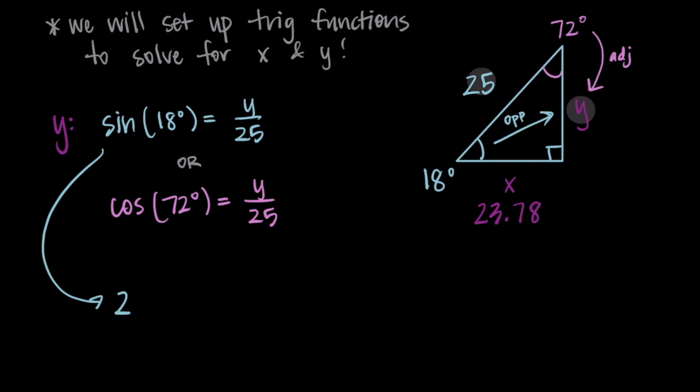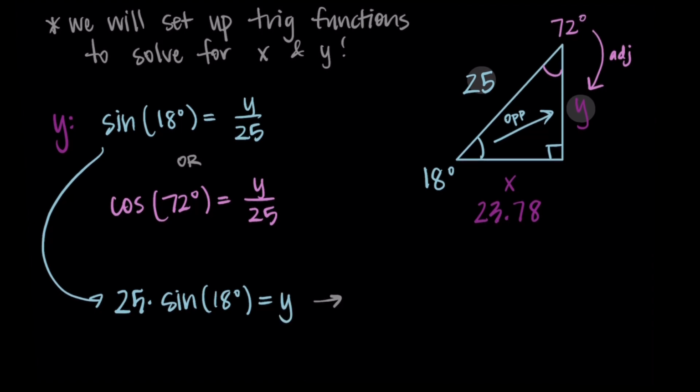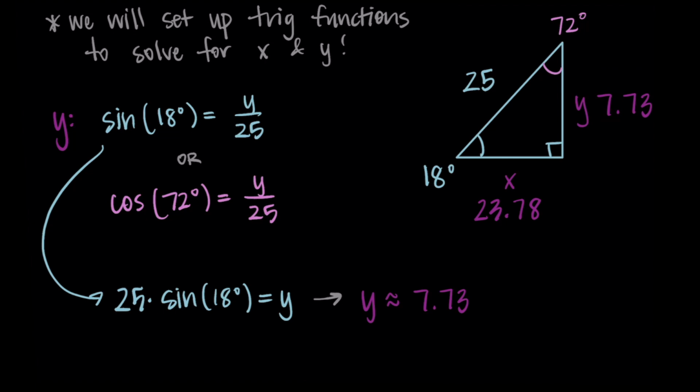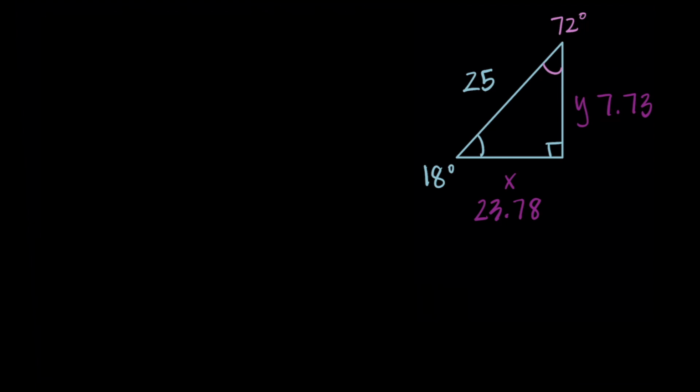So I multiply 25 over in order to solve for y, and I'm getting that y is equal to 25 times sine of 18 degrees, which is approximately 7.73. And I can label my side length. And there we go. We found the missing angle and the two sides.